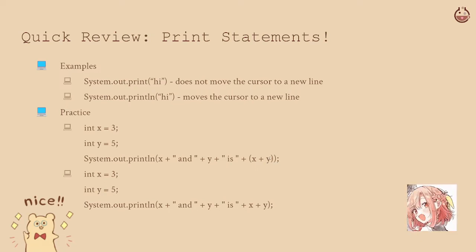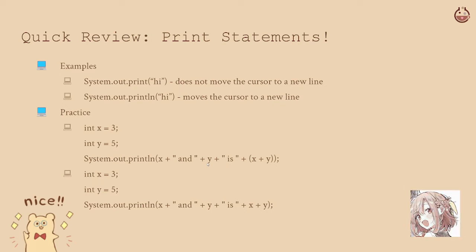As we can see from our variable definitions here, which we learned about in the last slide, these are int variable definitions, and x is equal to 3 and y is equal to 5. So it would say 3 and 5 is, and then print out the value for 3 plus 5, which is 8. So this should print out 3 and 5 is 8. The plus sign is just how you combine different variables and strings in the print statement, which is concatenation.